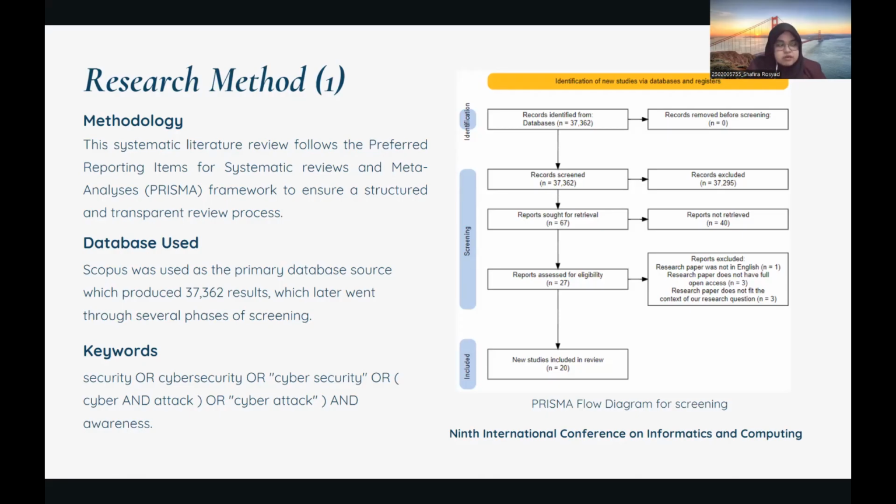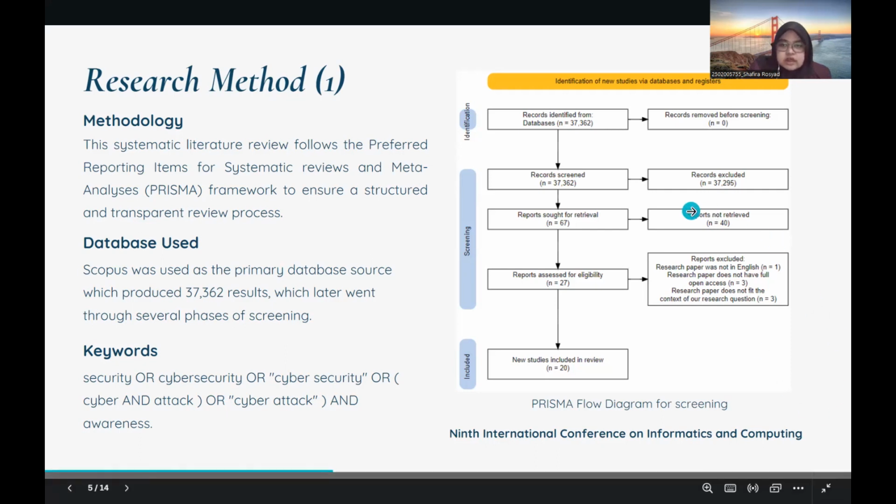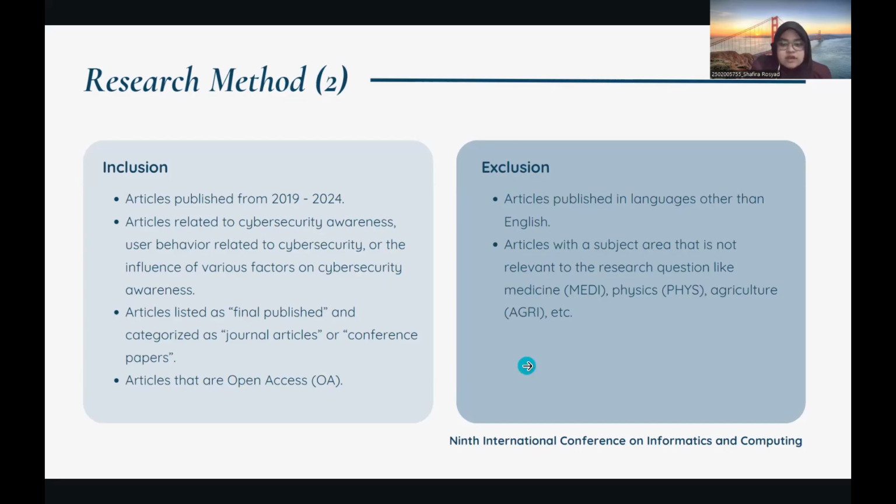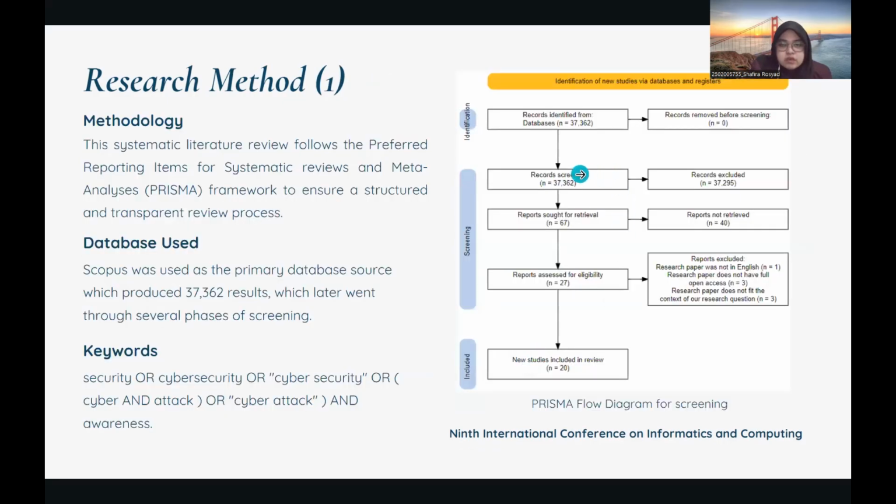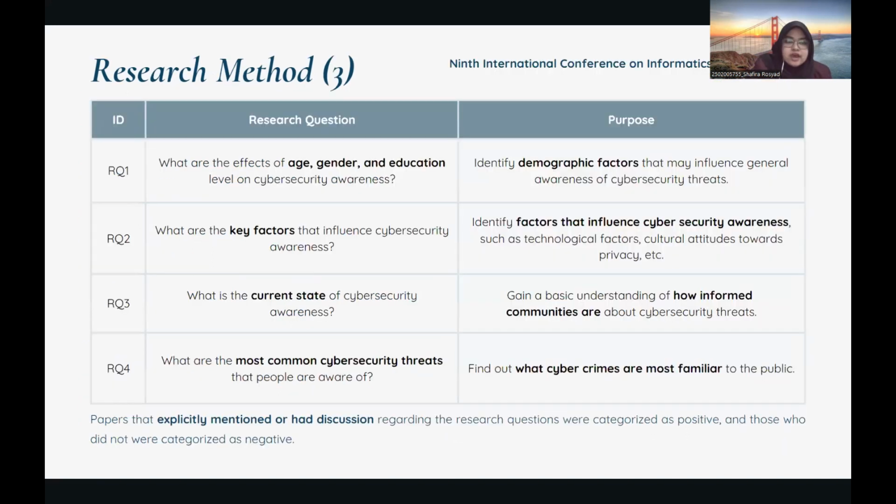And this initial query produced over 37,000 results, which then later went through 3 phases of screening. So the first phase of screening here is we used filters. From the second phase of filter, we weeded it down to 97 papers. And from these 97 papers, we found out that some weren't open access. So then we excluded the ones that weren't open access, which went down to 27. Now, these 27 papers, we manually reviewed them. We read the abstract and the discussion, and we excluded 7, and we ended up with the final dataset of 20 papers.